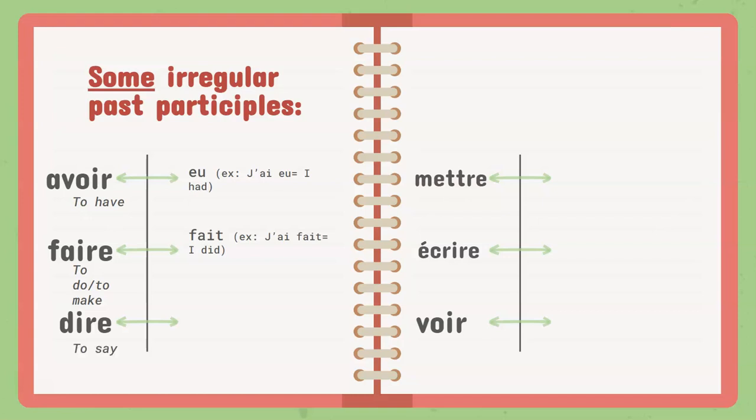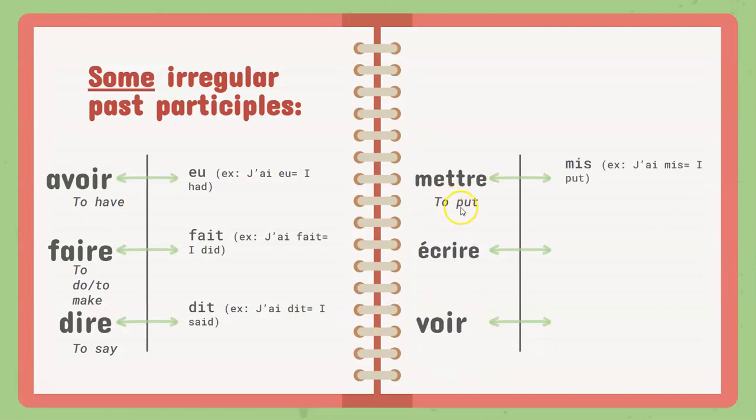Next we have dire, ça veut dire to say. Dit, D-I-T. Right? Again, you'll notice if we were following the rules, we would drop the R-E and replace it with a U, and we'd have D-I-U. You can probably tell something is a little bit off with that, so that's a good reminder. It is irregular. We would say dit, j'ai dit, I said.